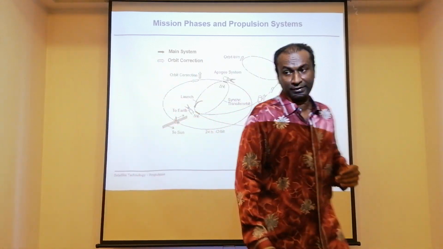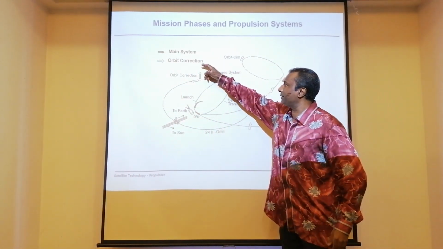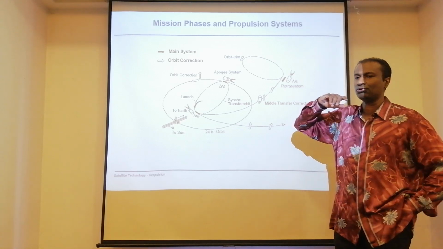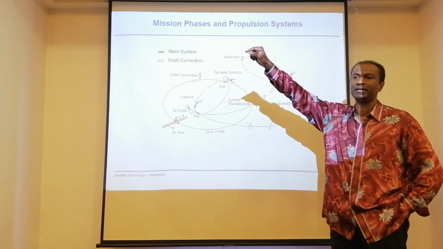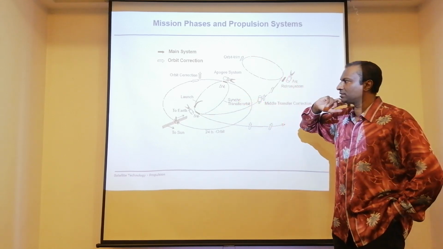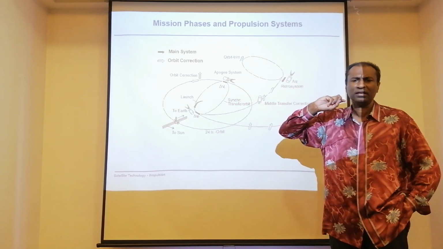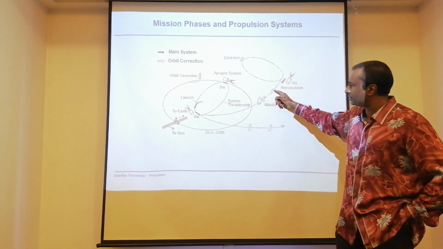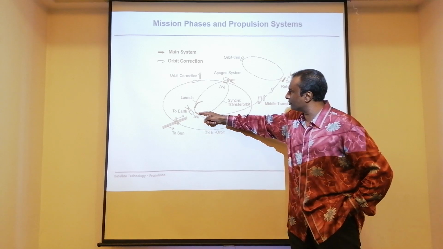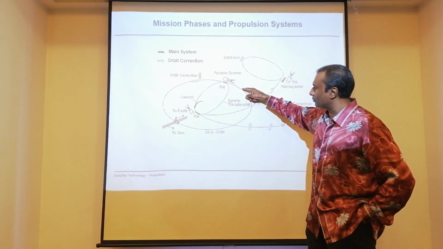technically speaking, I've defined here a main system and an orbit correction system. The main system you should know already. With the main system, I need to fly from planet Earth to a particular orbit. What should the main system be giving me? It should be giving me a translation motion. So let's say I'm firing. This is our translation motion. All these are translation motion.